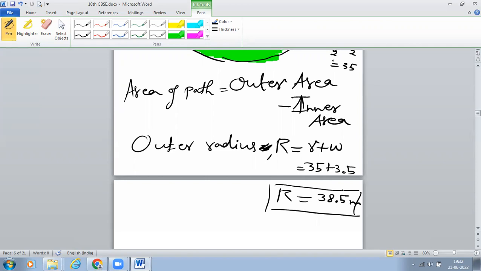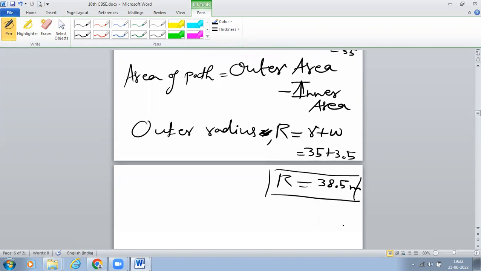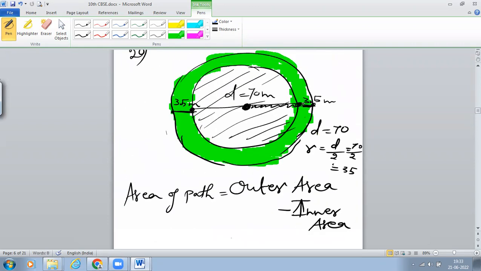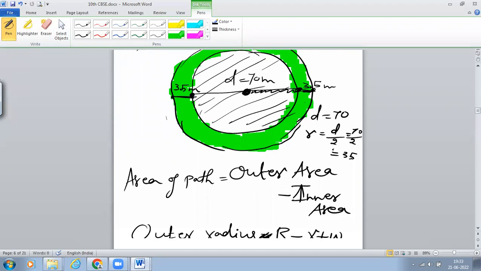Completed, Rama? Up to capital R. Yes, sir. Okay, now inner radius. Listen, inner radius is very simple because inner diameter is given. So inner diameter divided by 2 will give inner radius. So what is inner radius, small r? That is equal to 35 meter. Am I right? Inner radius is simple. That is 35 meter. I have found it here because inner diameter is 70. So inner diameter divided by 2, that is 70 divided by 2, will give the inner radius. That is small r, equal to 35.